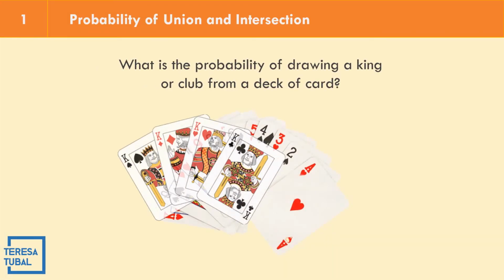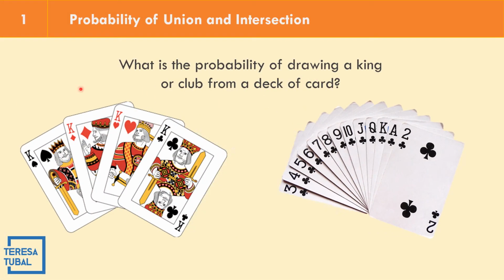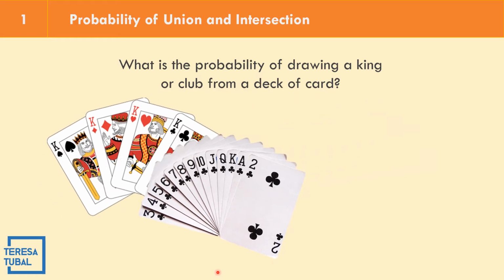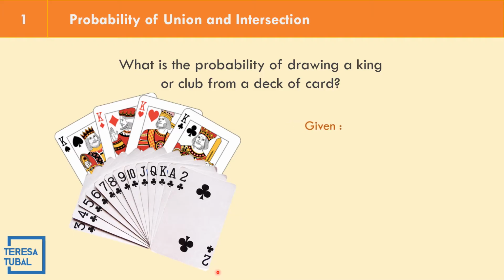In question number 1, what is the probability of drawing a king or club from a deck of cards? So let us see what could be the given. The given sample space is equal to 52, because a deck of cards has 52 cards. The spade is 13. The diamond is also 13. The heart is 13. And then the club is 13. If we add all, 13 plus 13 plus 13 plus 13, the sample space is equal to 52.